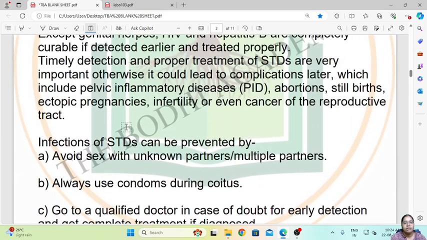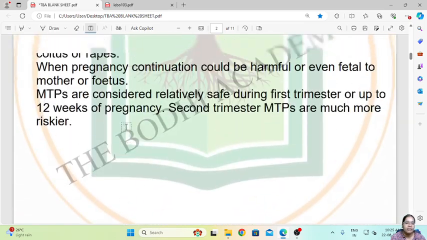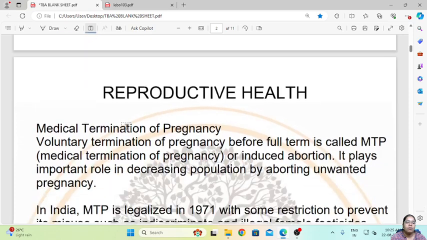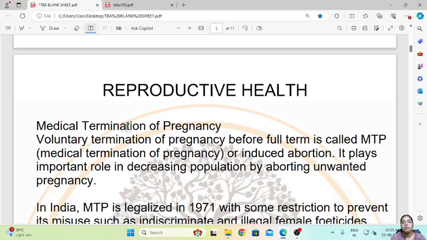So in today's class what we have learned is what are STDs, how they are caused, what is medical termination of pregnancy, and we have also seen some assisted reproductive technologies for overcoming infertility.